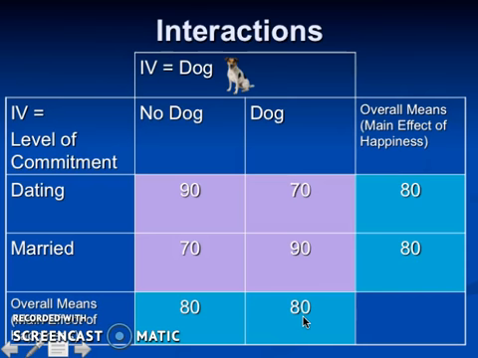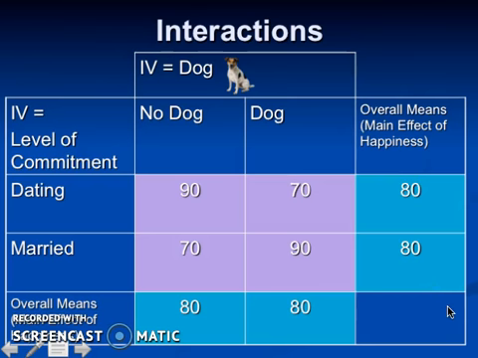Now if I'm looking at the main effect of level of commitment, it's the same idea. I ignore the dog and no dog groups and I actually just collapse across. So I'm looking at the average of dating, which would be the 90 plus 70 divided by 2 is 80. The married is the same thing. Average of married, 70 plus 90 divided by 2 is 80. Also, no significant main effect on level of commitment because those are the same values.